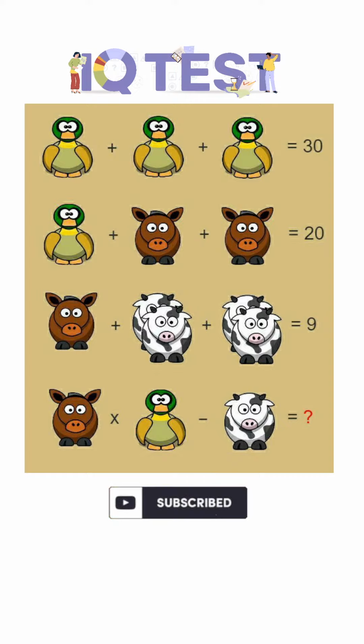So the duck is 10, I agree. The donkey is 5, I agree. The cow is 1. Excellent. So what is the final answer? Don't forget to use BODMAS. You multiply before you add or subtract. The total is 49. Amazing. You are amazing, bro.